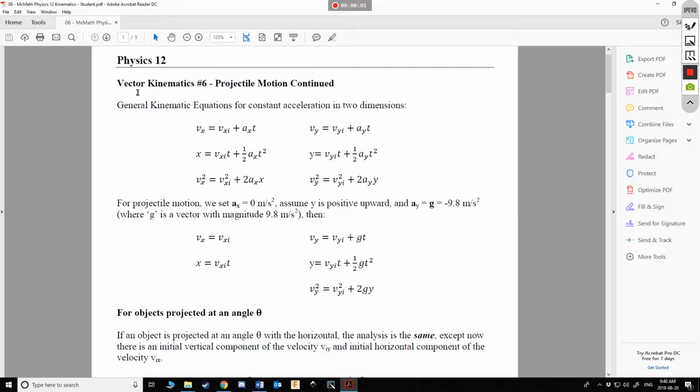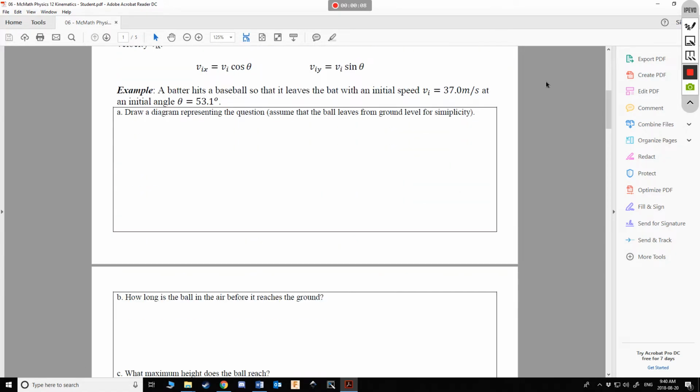Okay, now we are looking at our last day for Unit 1, Kinematics number 6, Projectile Motion Continued. So our first question today is here.